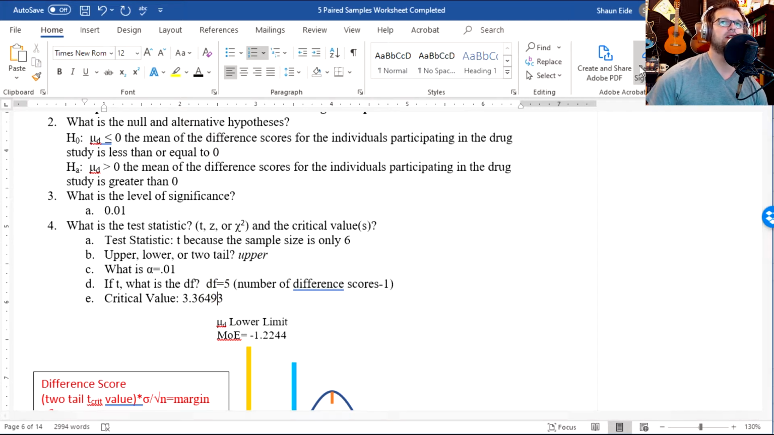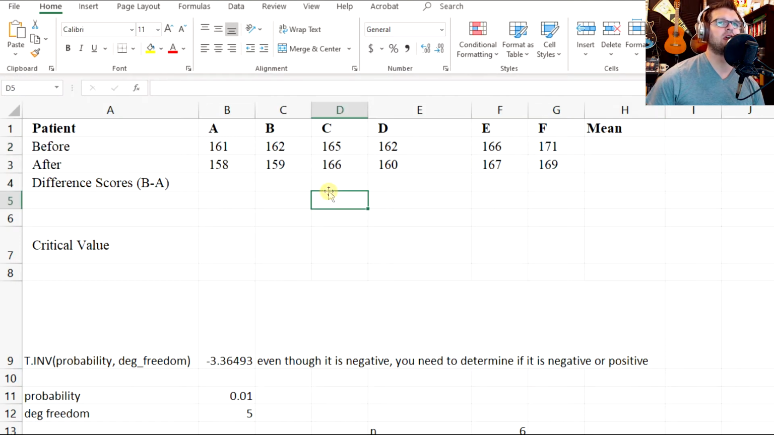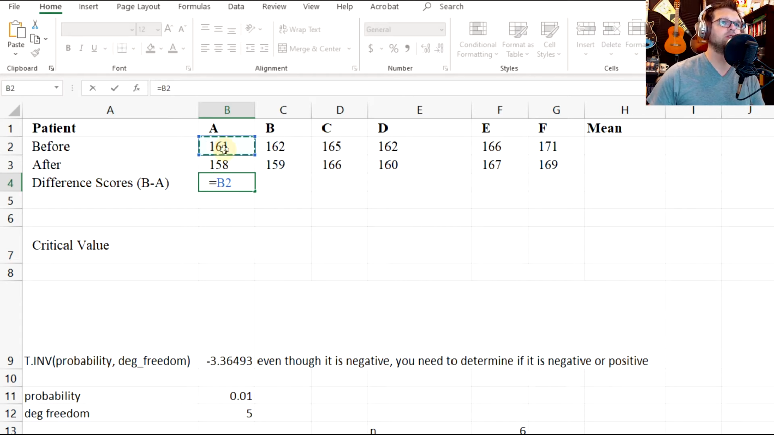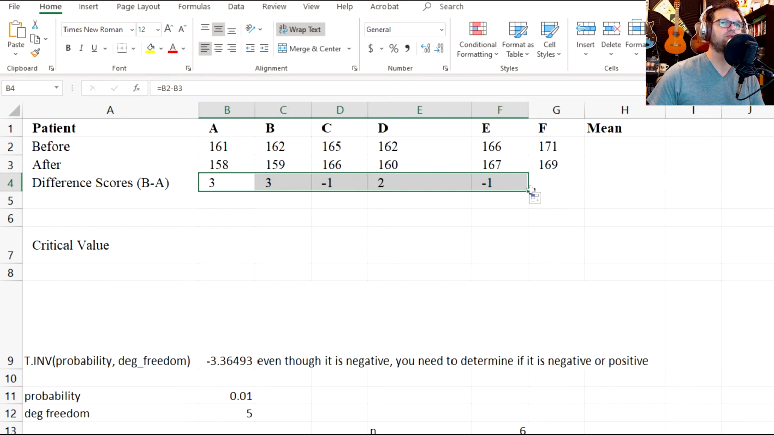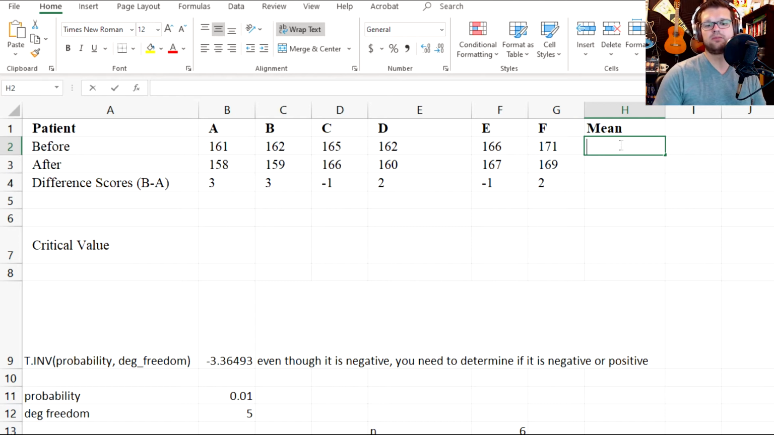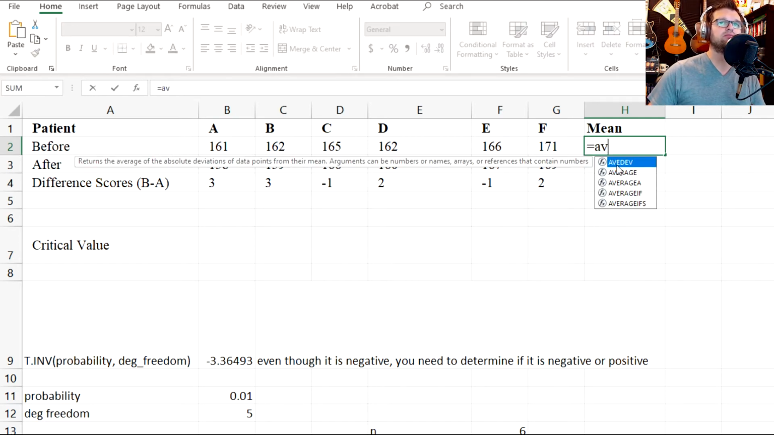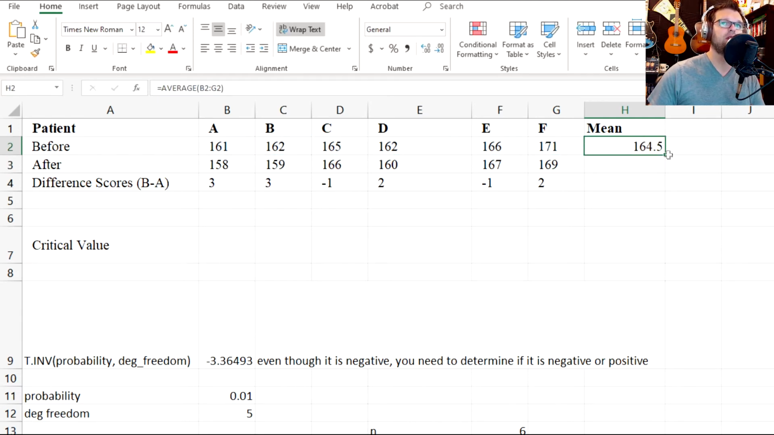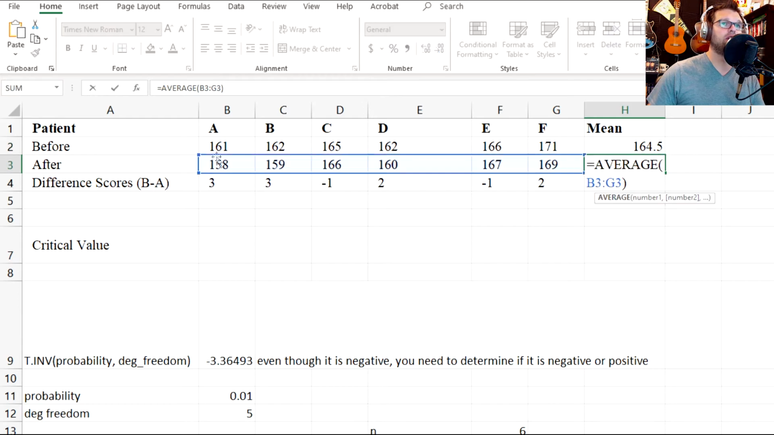And so now let's go back to Excel. Instead of just saying, hey, this is a critical value, let's work all this out, okay? So we have the difference scores, so we're going to take equals the before minus the after. And so you've got all these different scores. And then we also have the mean equals the average of everything that you got here, of the before scores. And then you've got the average of all the after scores.